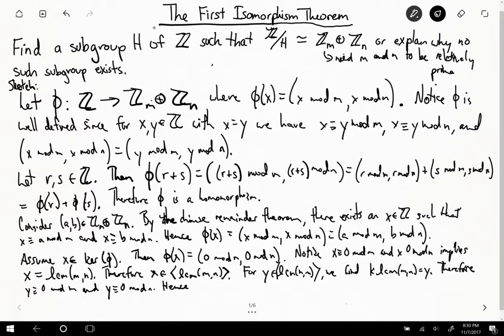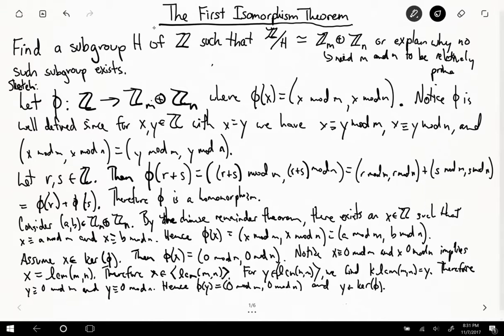Hence, phi of y is equal to 0 mod m and 0 mod n. And so then, what do we have at the end of the day? Well, you have that y is an element of kernel phi. So you've now shown that those two sets are equal. Okay?